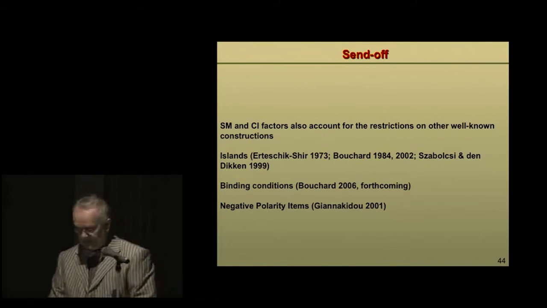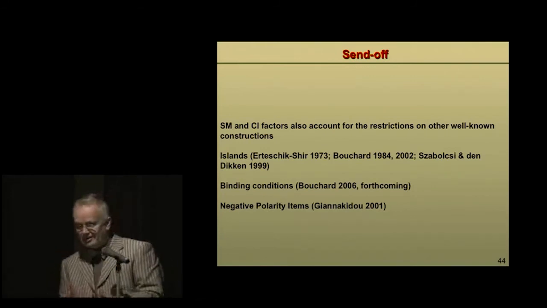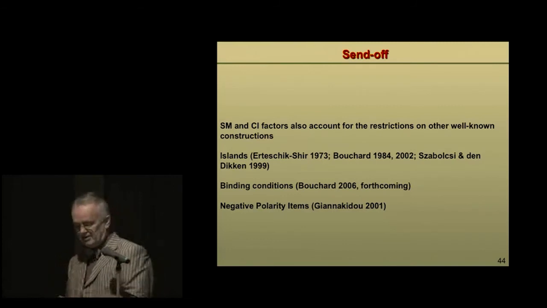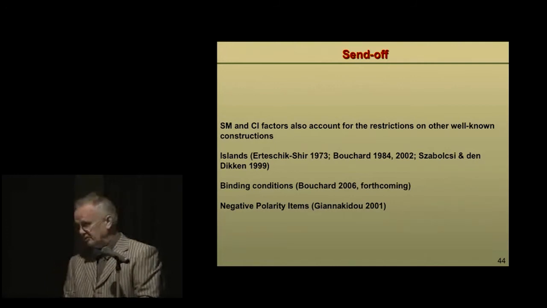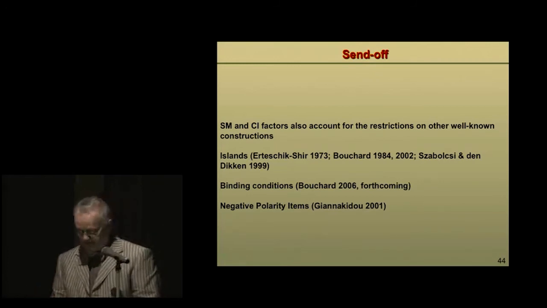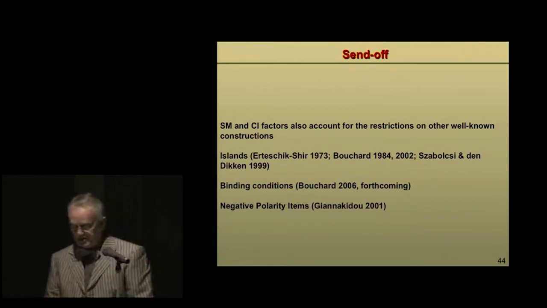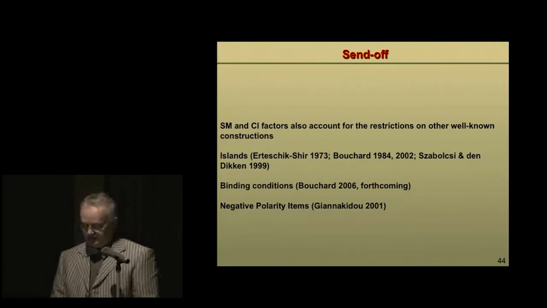As a send-off, conditions based on sensory motor and conceptual intentional factors also account for the restrictions on other well-known constructions. Of course, each of these would be the subject of another talk. I just mentioned three here briefly. Islands, of course, starting with the seminal work of Ross in '73. I've done quite a lot of work on this. Jabolsky and then Dicken did quite a lot also. Islands are explained by these kinds of factors and not simply described.